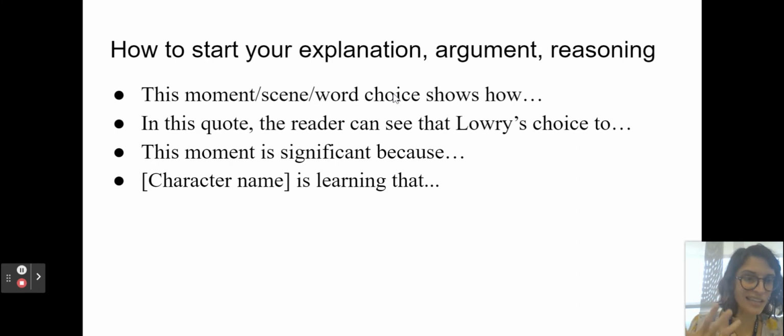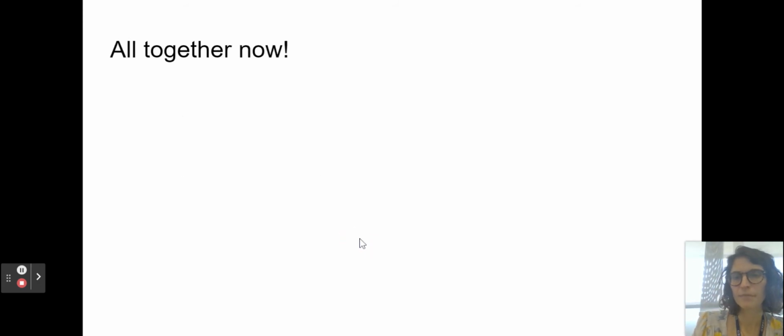So if you're like, I don't know how to start this explanation, argument, reasoning part, here are some ways to start. You could say this scene shows how. In this quote, the reader can see that. Lowry's choice to have Jonas so surprised in this moment is significant because. Or Jonas is learning that. This one's hard right now because he's not learning the theme yet, but for my later quotes, that would work well. So these are some starters when students are sometimes stuck. I say, just pick one of these and run with it.